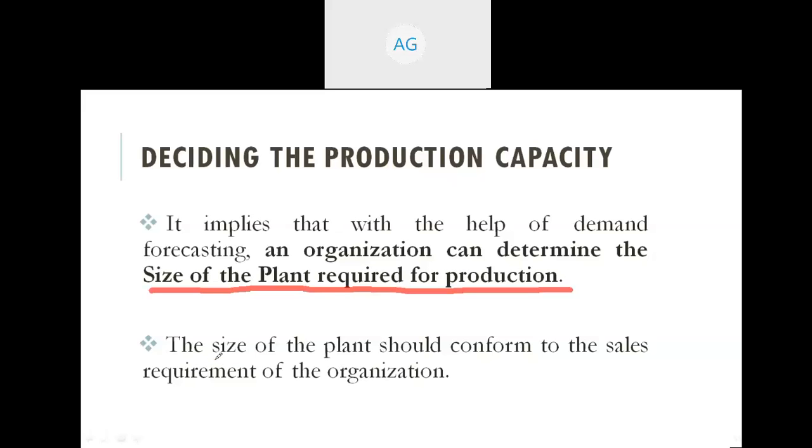The second point is that the size of the plant should conform to the sales requirement of the organization. So as the sales of the items increase, the size of the plant is going to be increased, because a much larger number of items are going to be produced. So this is the long term activity for an organization. Now moving to the next slide.